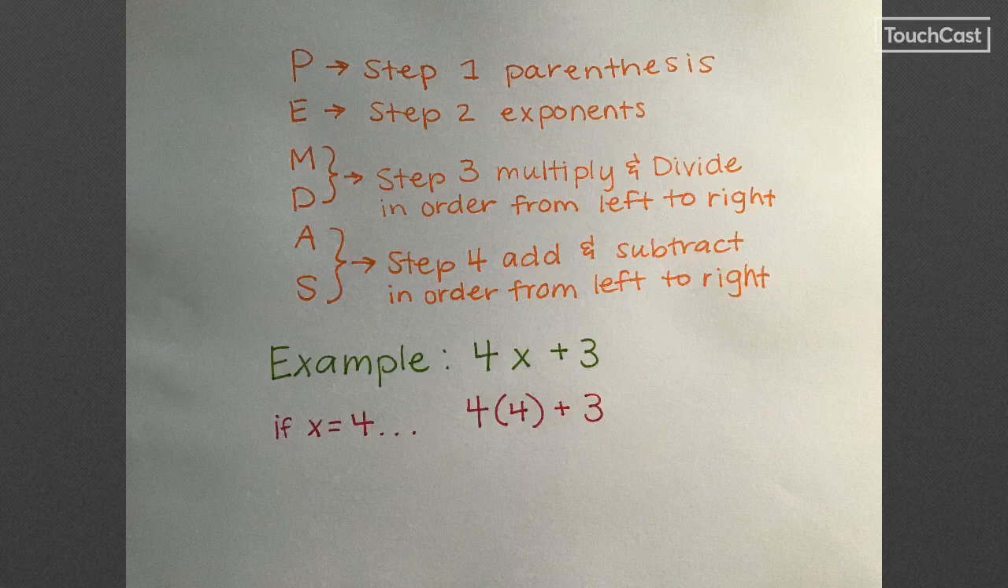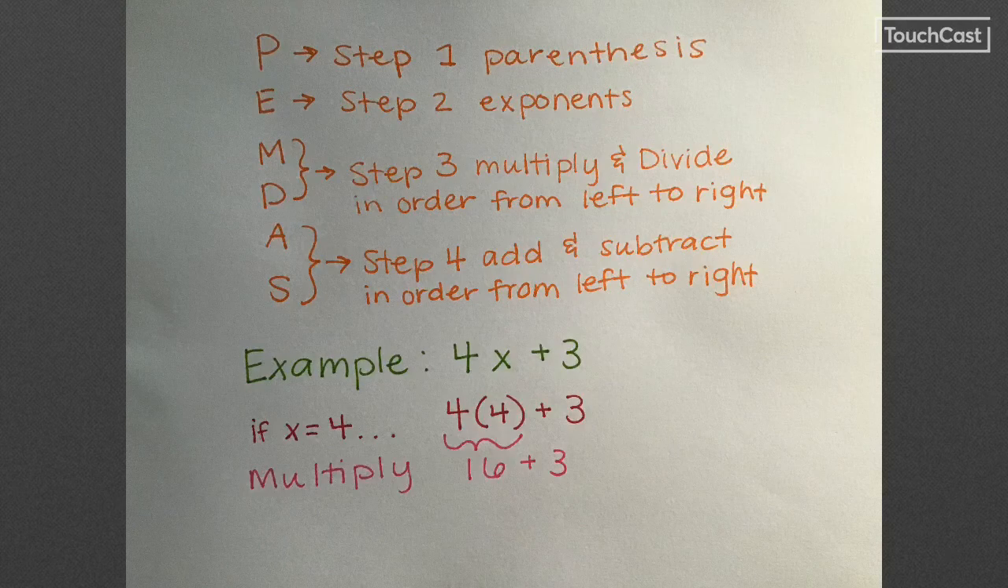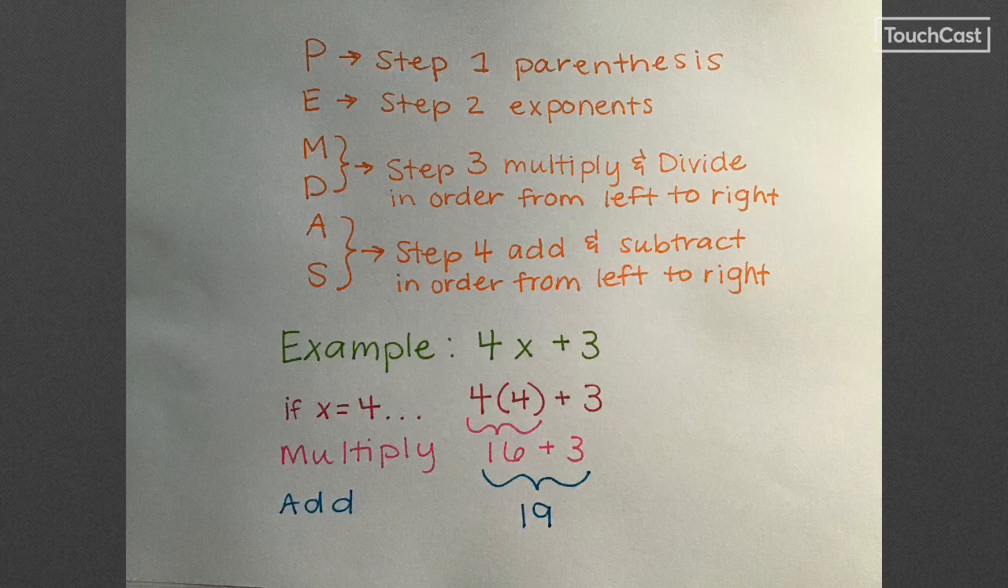Now I want you to think, what step do we need to do in order to first solve the problem? If you said we needed to start with multiplying, you'd be correct. 4 times 4 is 16. The final step would be to add. 16 plus 3 equals 19. So in the equation 4x plus 3, if x equals 4, then the answer would be 19.